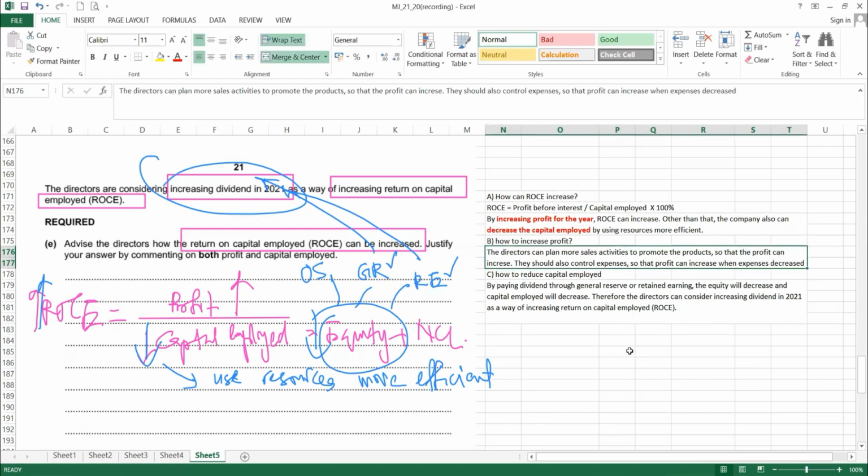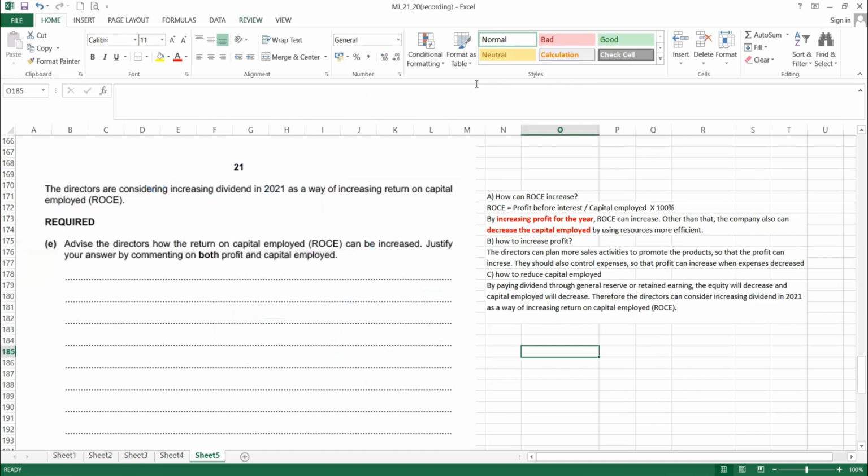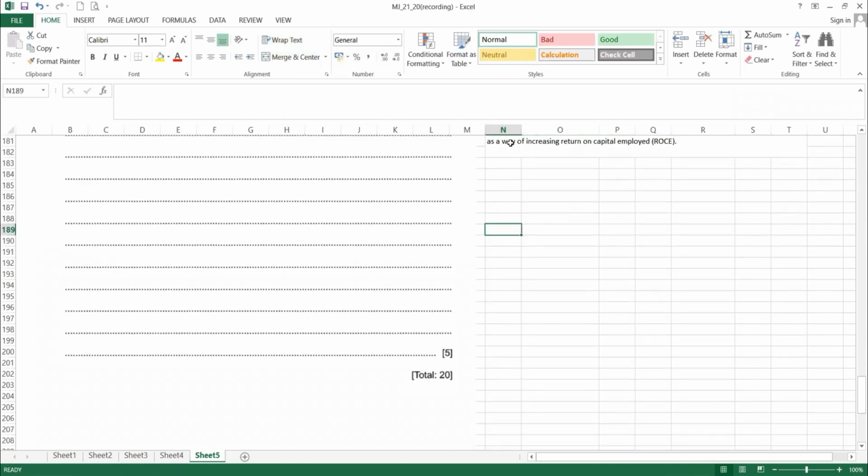Okay, now here is justify your answer by commenting on both profit and capital employed. So when we saw that the profit can be increased, this one is the sales activity, the profit will increase. This is the idea that we can put in for how to increase the profit and how to reduce the capital employed. Let's see, any more? Okay, that's all for question 5.